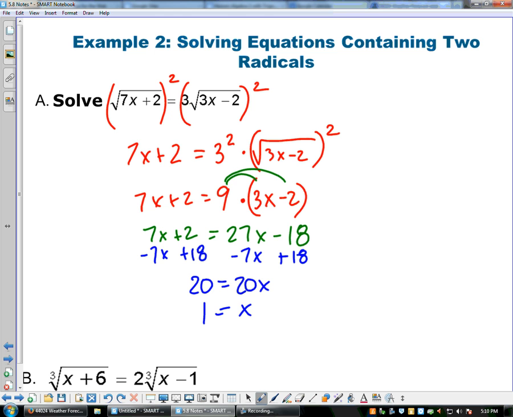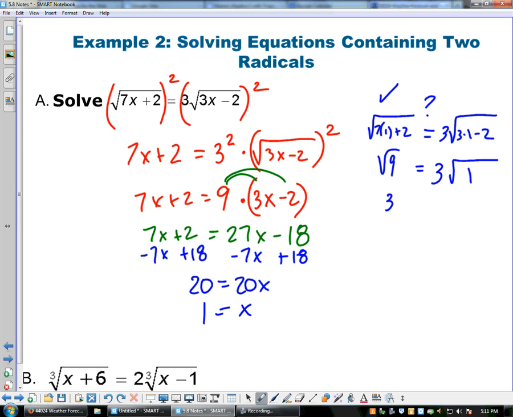Again, let's do a check to make sure that that works. So if we do a check of 7 times 1 plus 2, is that equal to 3 times the square root of 3 times 1 minus 2? Well, here 7 plus 2 is 9, square root of 9 is 3. And on this side, we get 3 times square root of 3 minus 2 is 1. That's equal to 3 times 1. And we're looking good for a solution being x equals 1.